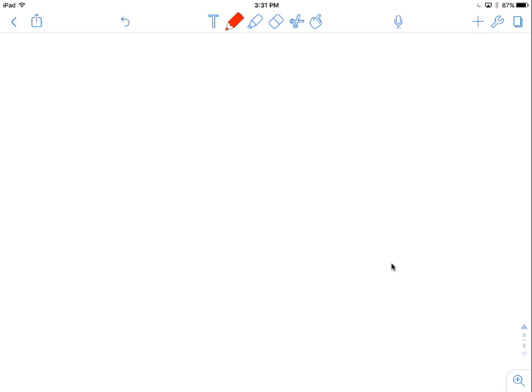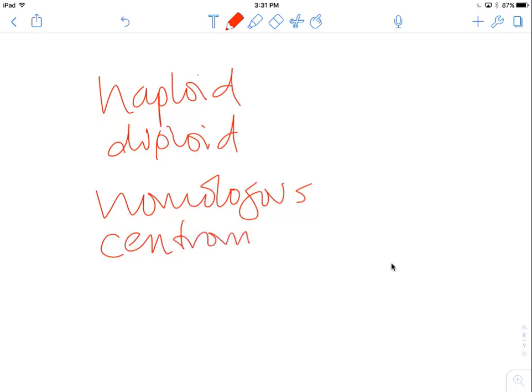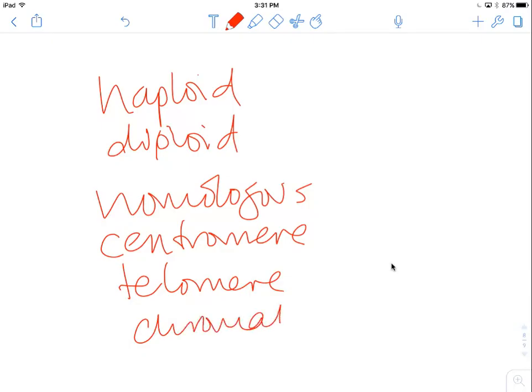So remember our key terms: haploid, diploid, homologous. What else did we learn? Centromere, telomere, chromatid, probably something else, but that's a good list to start.